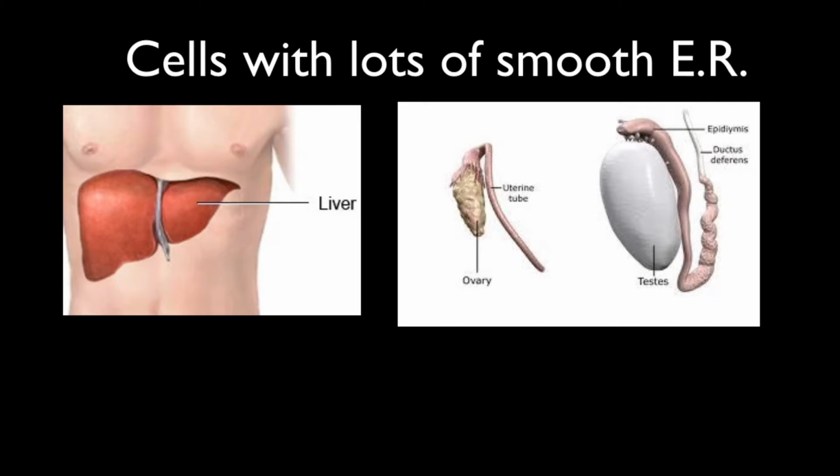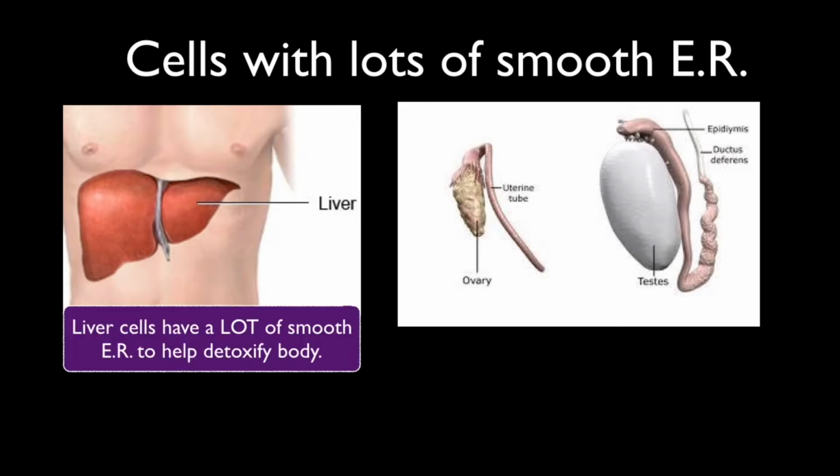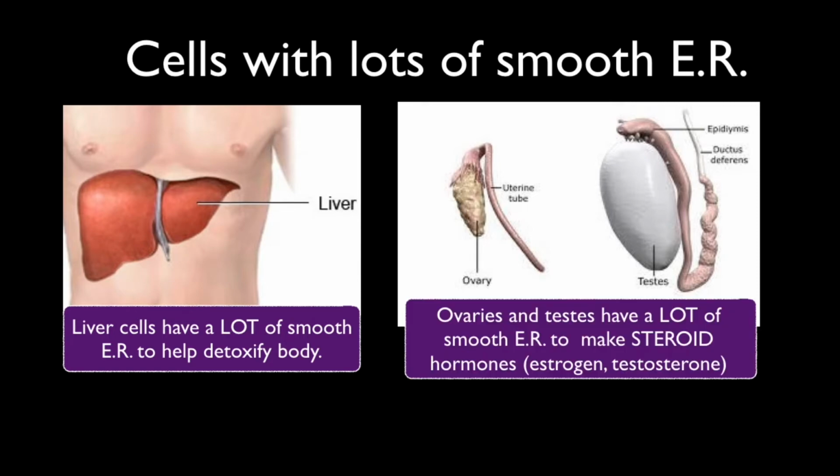So getting back then to the idea that form determines function. Liver cells, which are responsible for detoxification of the body, have an impressive amount of smooth endoplasmic reticulum. And cells of the ovaries and testes, which produce the steroid hormones estrogen and testosterone, contain large amounts of smooth endoplasmic reticulum as well.